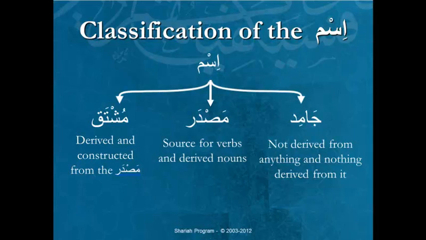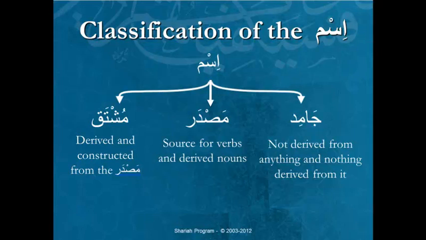Jamid literally means frozen. So the word rajul, for example, means man, and that would be an example of a jamid ism because it's not constructed. It was coined. That ra, that jim, and that lam, the earliest Arab people took those 3 letters and assigned it the meaning of man. Same thing for woman, same thing for boy, same thing for girl.